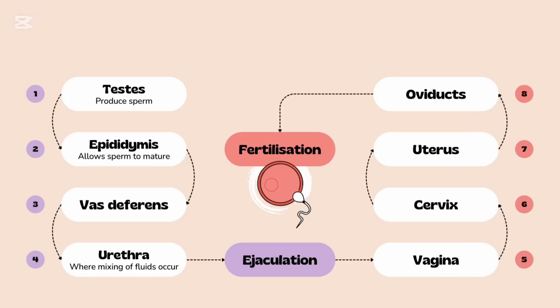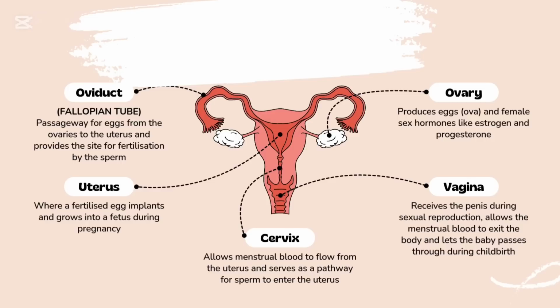Fibroids are non-cancerous growths in the uterus, affecting nearly 70% of women by age 50. Pelvic inflammatory disease, PID, is an infection of reproductive organs, often linked to STIs. It can lead to infertility if untreated. Infertility can result from various factors, including hormonal imbalances, blocked fallopian tubes, or lifestyle factors. Treatments include medication, surgery, and assisted reproductive technologies.